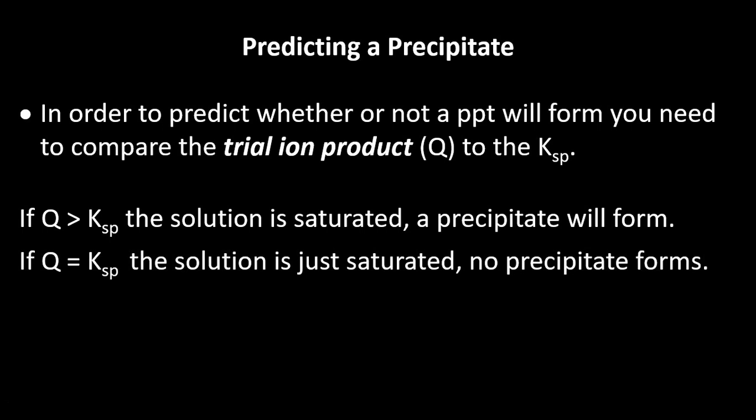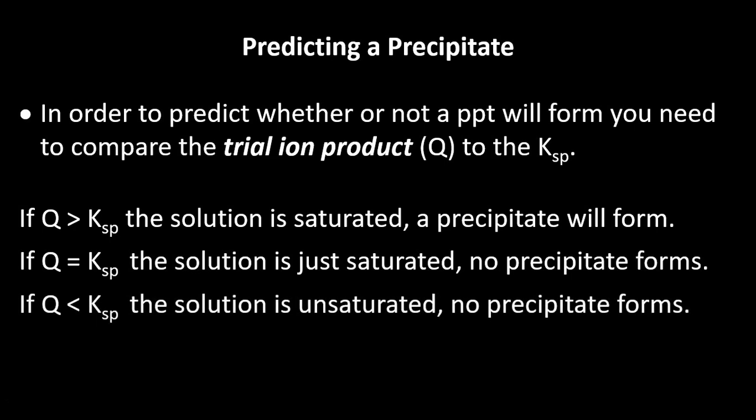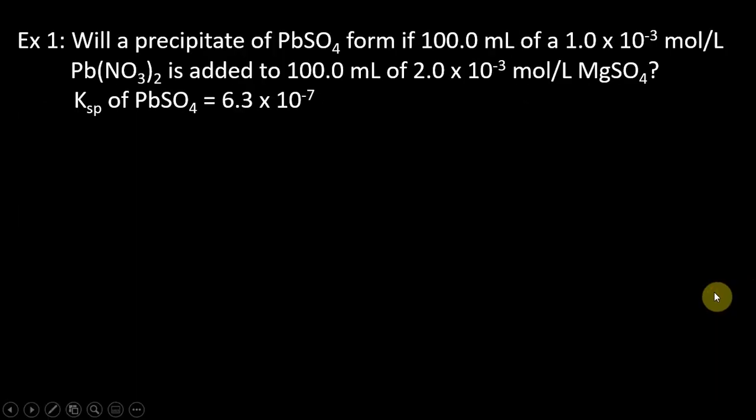If the Q value is the same as the Ksp, which by the way is very rare, we have a saturated solution, so all of the ions are dissolved, and we don't have any precipitate forming because all of the ions have gone into solution. Then we have the third situation, where Q is less than Ksp. In that case we have an unsaturated solution and also no precipitate will form. So let's do a couple of examples.